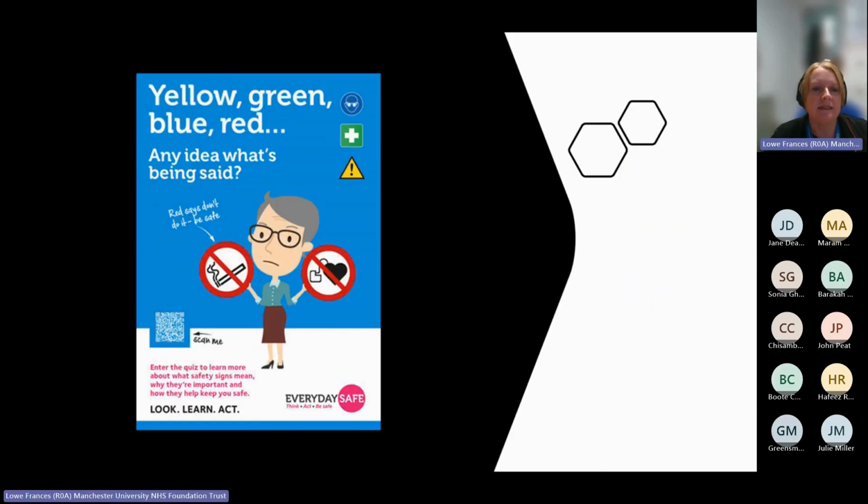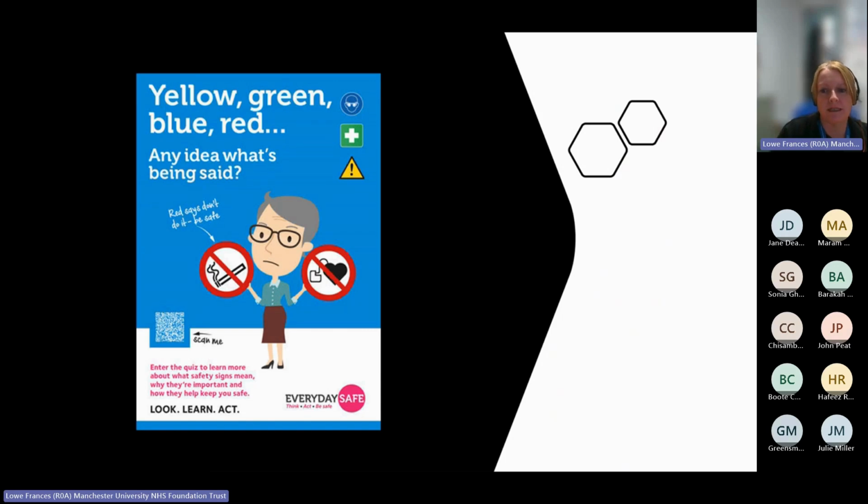So I did find these little posters on the Oxford University website, which were quite good. I have referenced them all, everything in the back, if anyone wants to have a look on the website anyway. So yellow, green, blue, red, any idea what's being said?